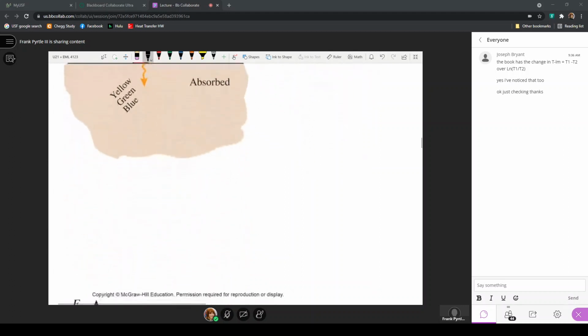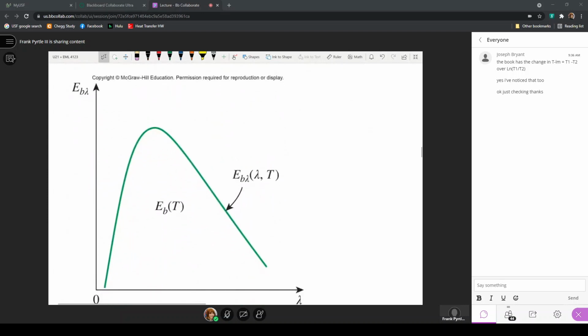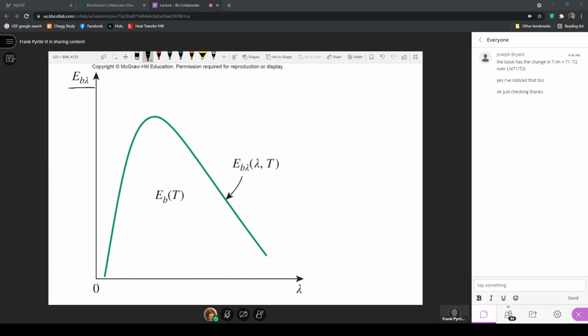Now here I have another expression of just a single temperature for the black body emissive power. So this E_b lambda is the spectral black body emissive power. E_b is the black body emissive power, which is just the area under the curve. And E_b lambda is that spectral black body emissive power, which is a function of wavelength here. So this is just one curve drawn qualitatively on this graph.